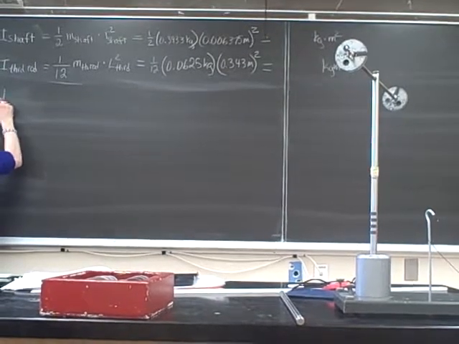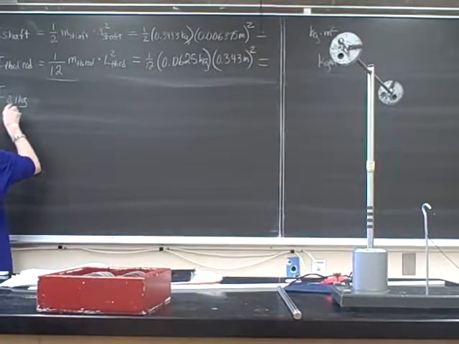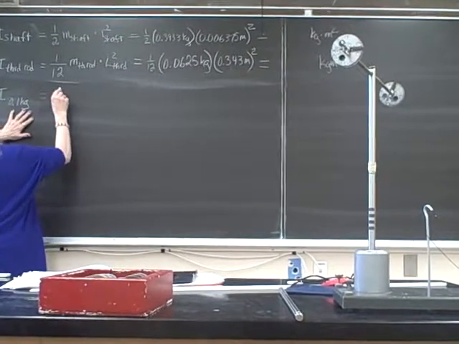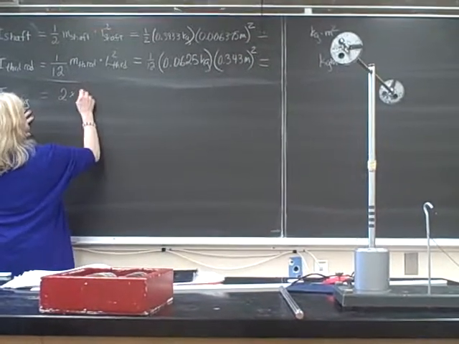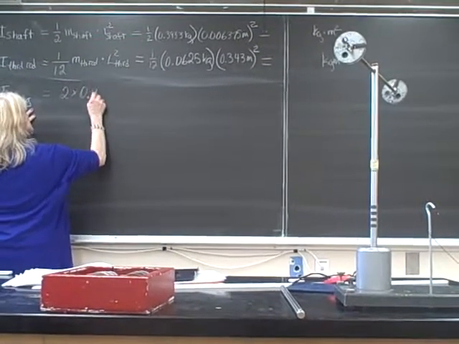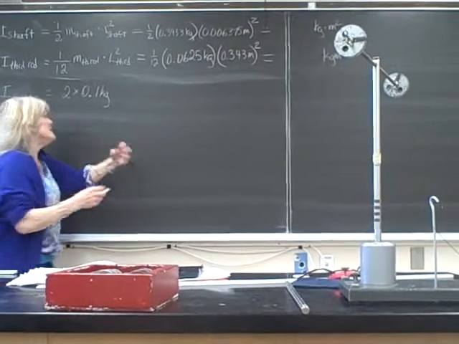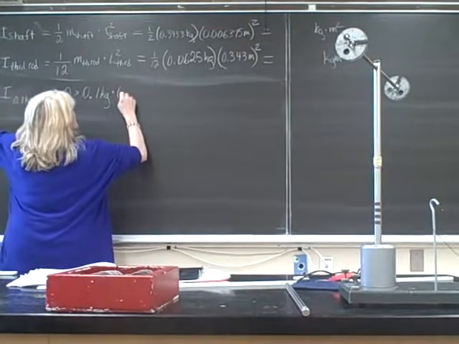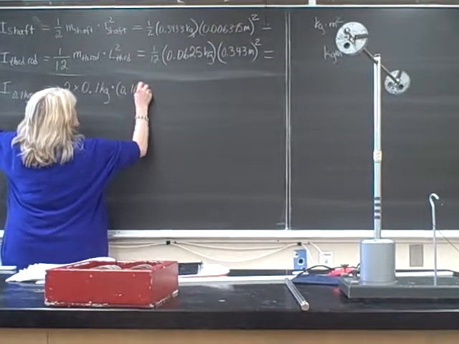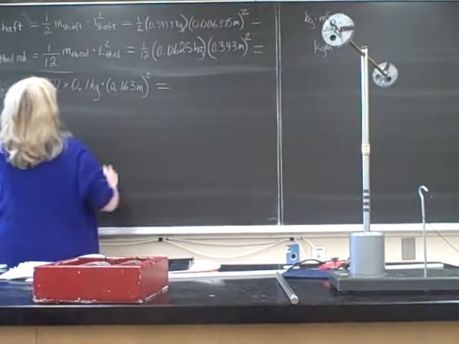And I of the 100-gram masses, or the 0.1 kilogram masses, we've got 2 of them, and the mass is 0.1 kilograms. It's just mr squared, okay? So 0.1 kilograms times 0.163 meters, quantity squared.